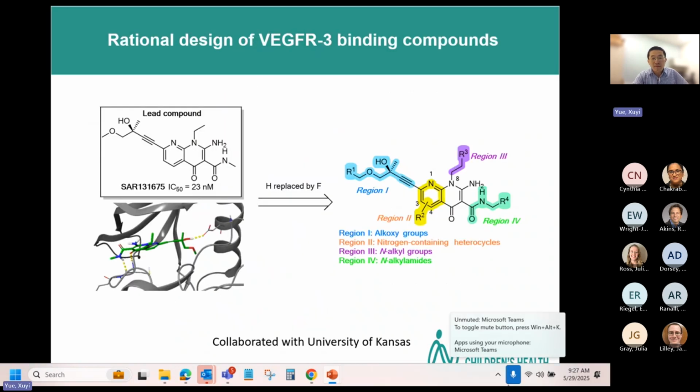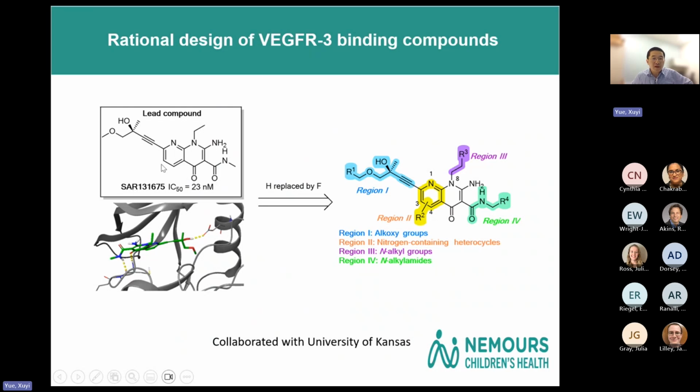So we have collaborated with the University of Kansas on a lead compound. This compound has a high binding affinity with VEGFR3, 23 nanomolar. According to the reference, we can modify different sites, colored by region, for potential F18 incorporation. But in one patent, they mentioned that the green one, the right-side green region, when we modify the R4 functional group, has a minimal impact on the binding affinity.